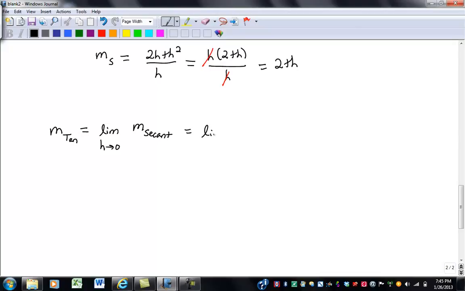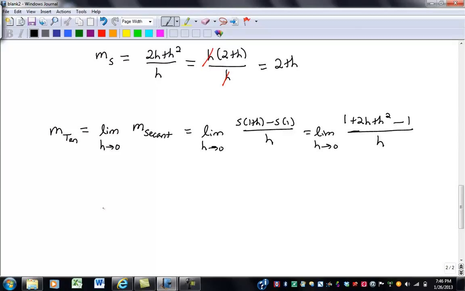And the slope of the secant line, when we started off, was s of 1 plus h minus s of 1 over h. I couldn't put in 0 for h because there's an h on the bottom. But after I said so, let me just write it out again, in case you've forgotten what it looks like. 1 plus 2h plus h squared minus 1 over h. Can't plug in 0 for h. But if I simplify it, I can do that.